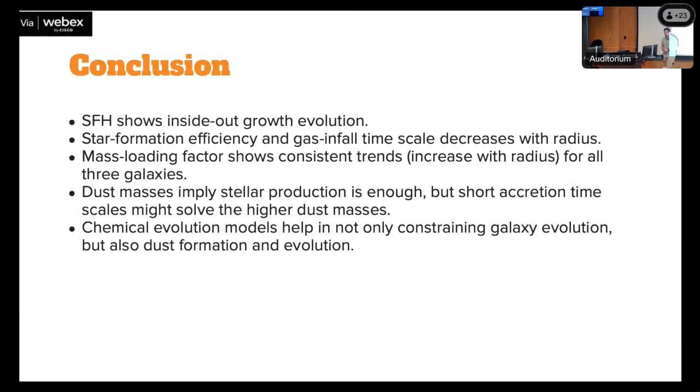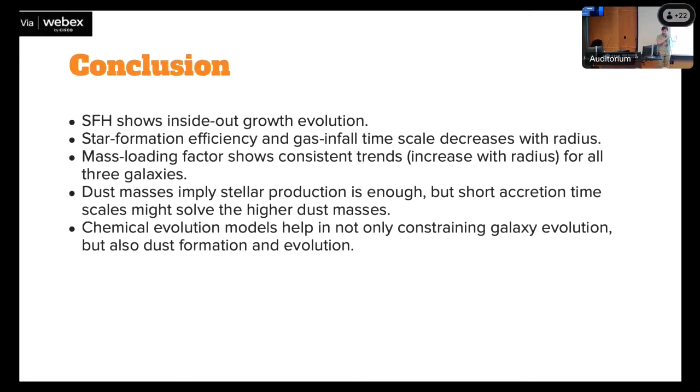So to conclude, I've already shown that just from the stellar mass buildup, the star formation history indicates inside-out evolution in terms of the radial evolution, and also consistently that the star formation efficiency and specifically the mass loading factor show consistent trends for all the three galaxies. I also noticed that to recover the dust mass radial profile, you only need the stellar mass buildup. You can explain it with the short accretion timescales, but it's not needed.